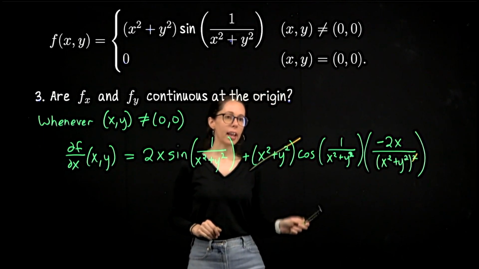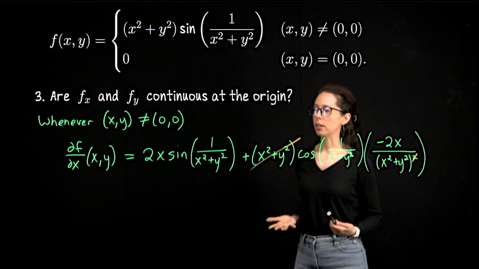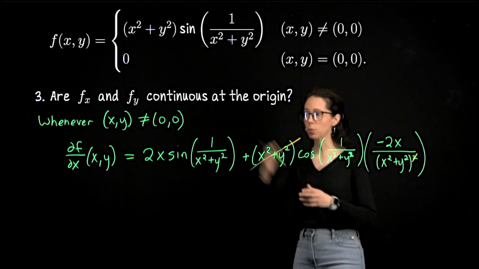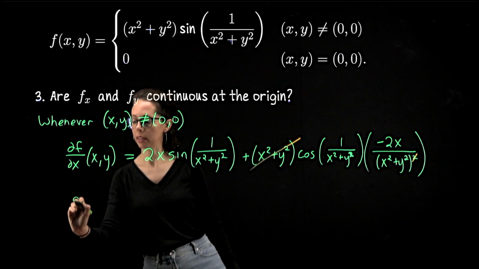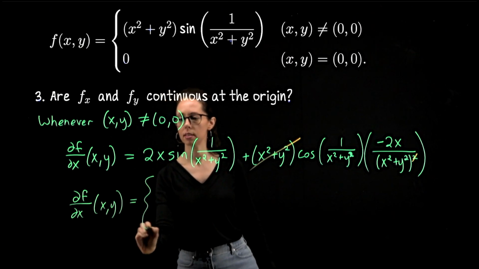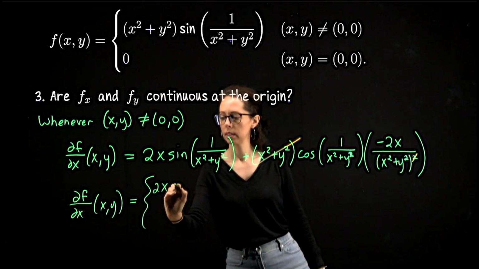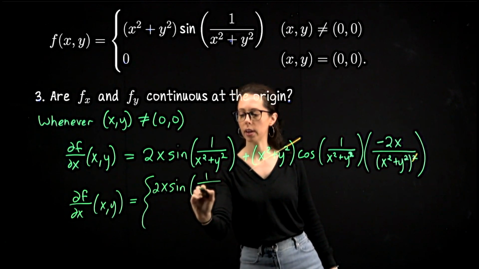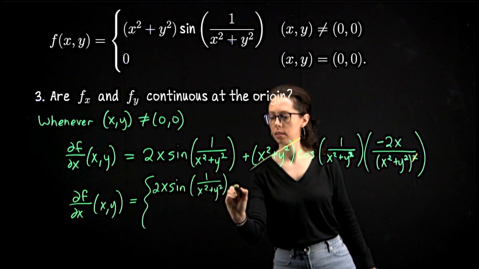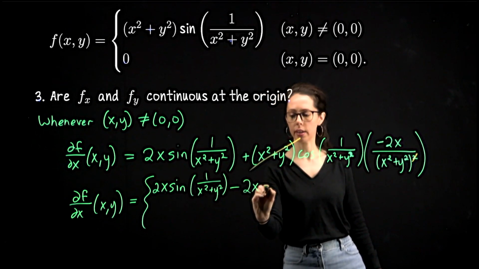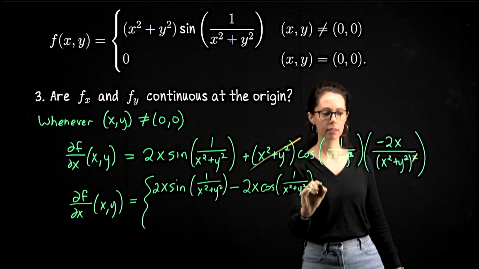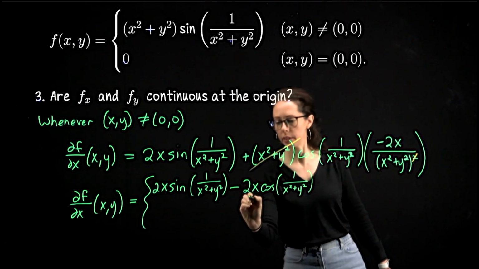Which means that I can now write down a general expression for the partial derivative of f with respect to x as a function on all of R2. It's going to be piecewise defined just like this. So let me say df dx in general is 2x sine of 1 over x squared plus y squared minus 2x cosine of 1 over x squared plus y squared times 1 over x squared plus y squared. Let me put it here.